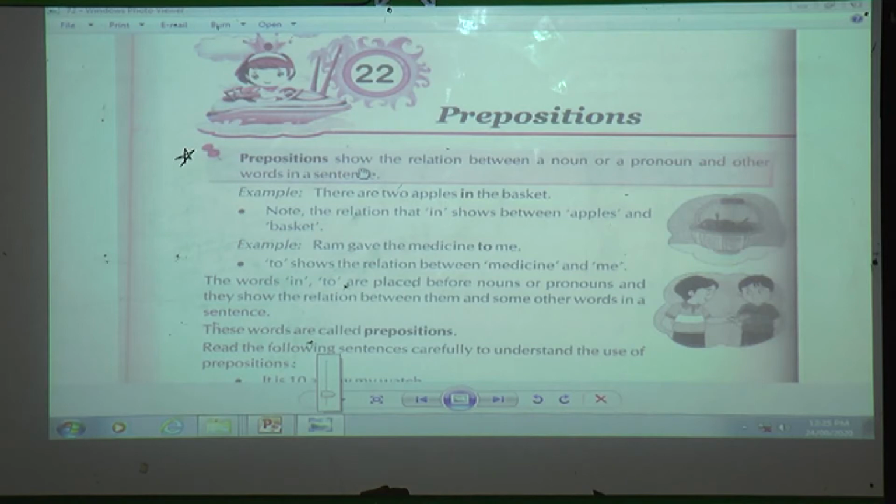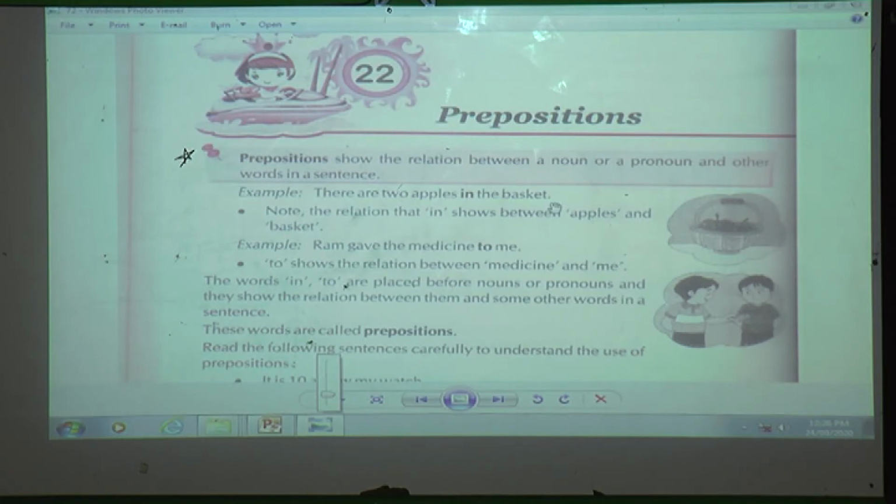Now, if you see, students, in an example or in a sentence, we can see different parts of speech are there. Okay, here we can see there is a sentence. Now what it says, a preposition shows the relation between a noun and pronoun. Now in the example we can see how it is. There are 2 apples in the basket. Again I'll repeat the example. There are 2 apples in the basket.